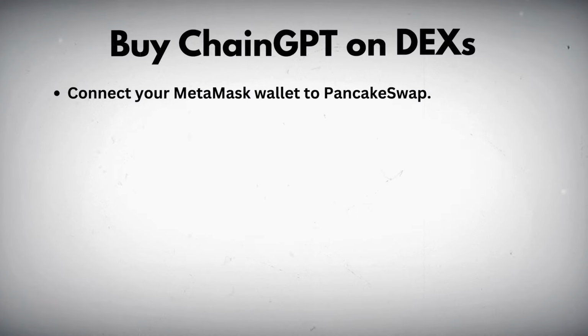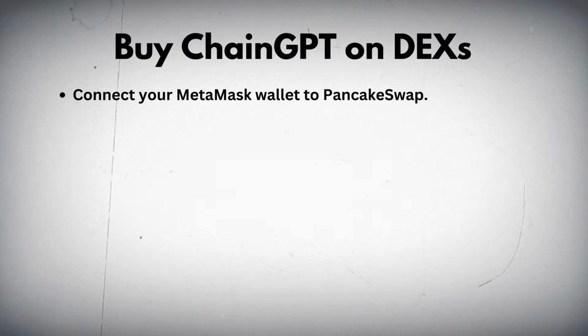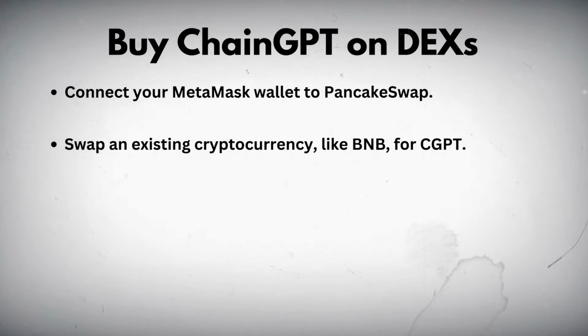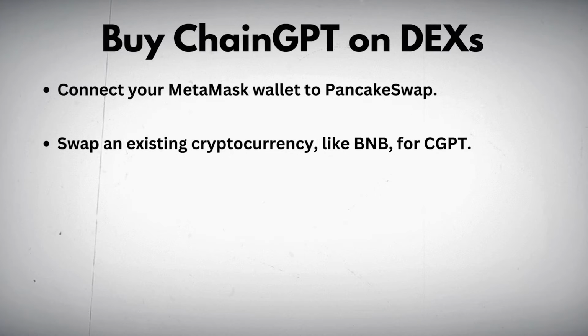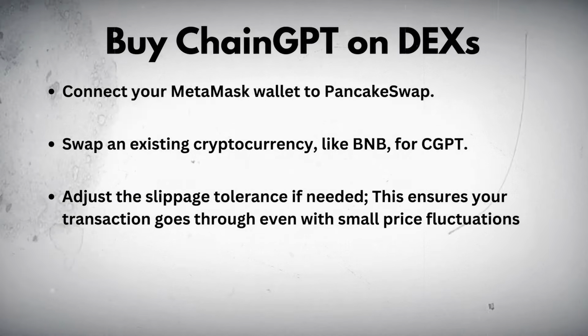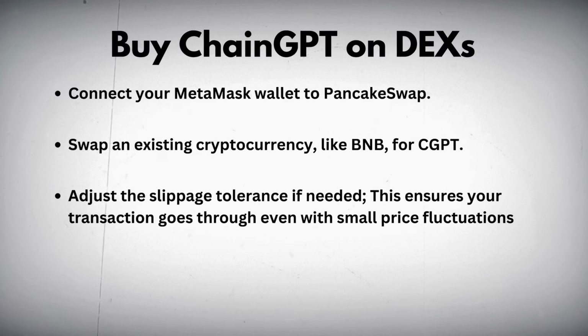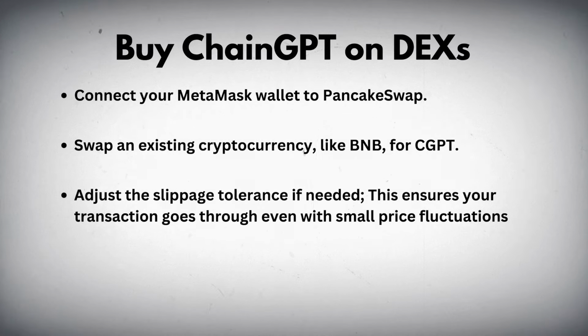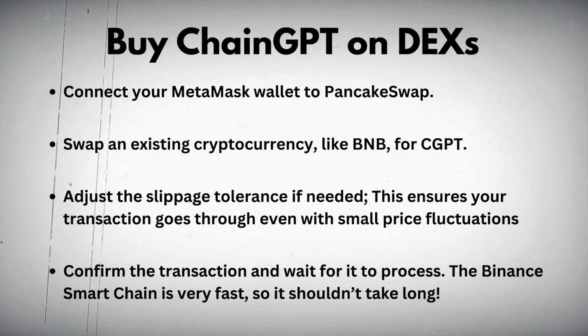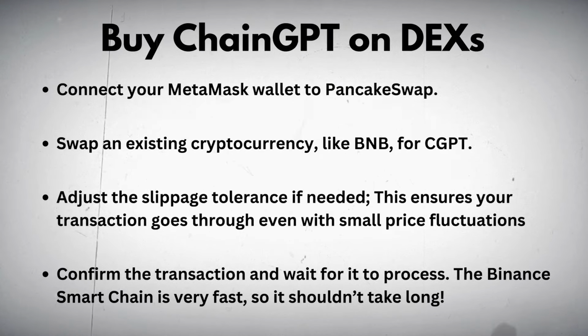On PancakeSwap: 1, connect your MetaMask wallet to PancakeSwap. 2, swap an existing cryptocurrency like BNB for CGPT or USDT for CGPT. And 3, adjust the slippage tolerance if needed. This ensures your transaction goes through even with small price fluctuations. 4, confirm the transaction and wait for it to process. The Binance Smart Chain is very fast, so it shouldn't take long.